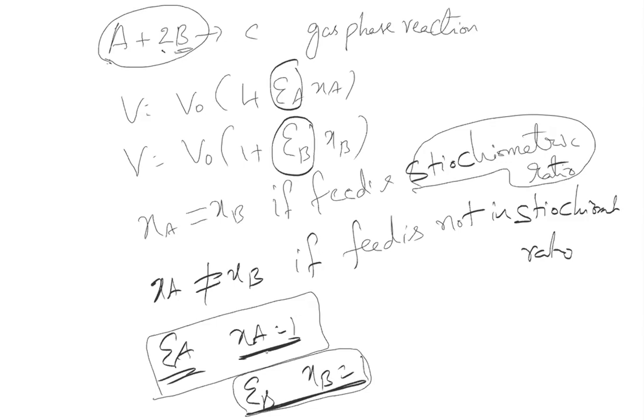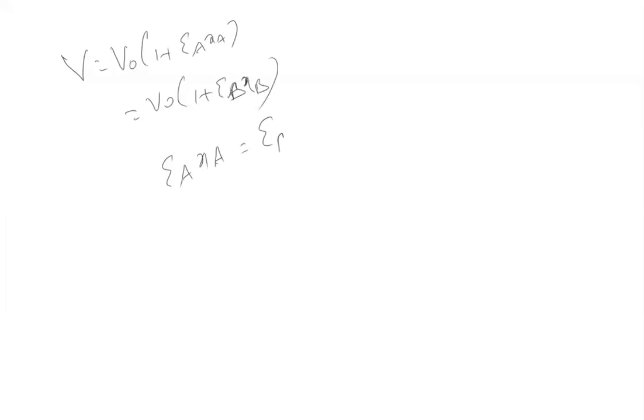So if you have any questions, we will take some more questions and then any other things that we want to discuss. So the relation between epsilon A and epsilon B will be V equal to V naught into 1 plus EA XA, which is equal to V naught into 1 plus EB XB. So EA XA equal to EB XB. So that is the relation between EA and EB.